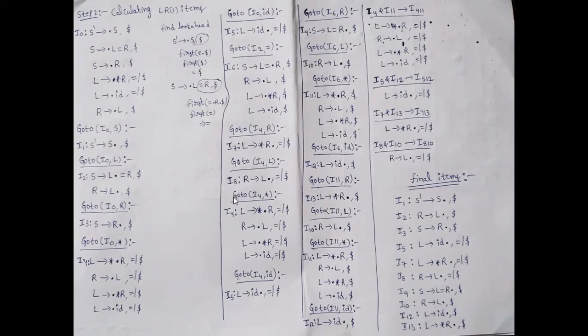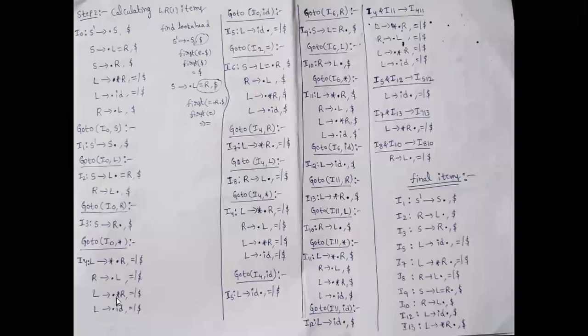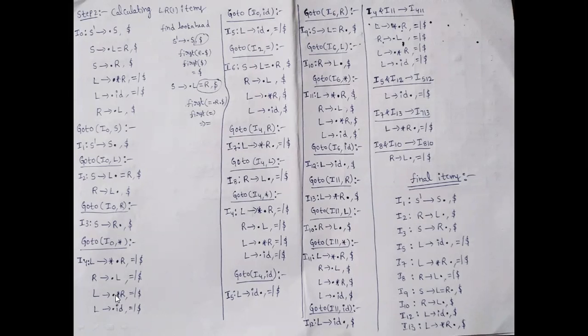Okay, then we are applying go to of I4 comma star. The production becomes L produces star dot R comma equal to R dollar. After the dot we have a non-terminal capital R, then you add the productions of capital R. So R produces dot L. We are adding the dot, that is an item. Here equal to R dollar is the look ahead.